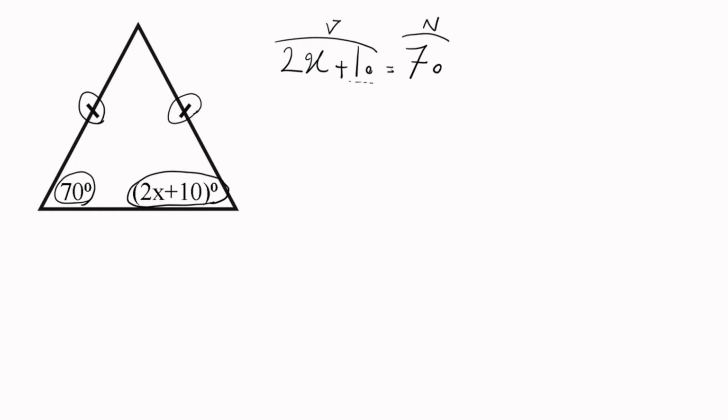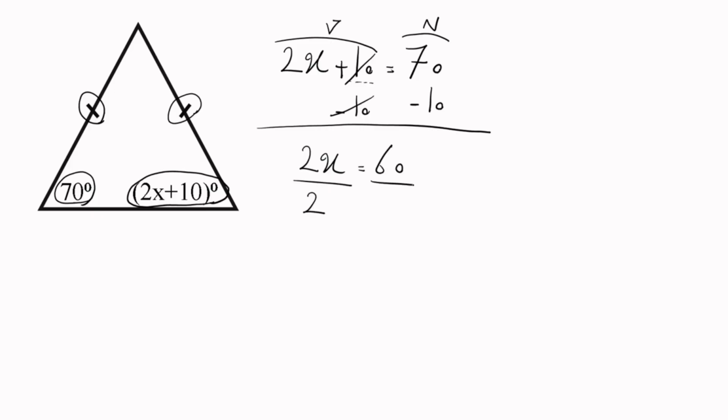Why? Because in the first side, I need only variables. So I'm gonna subtract it from the first side, and I must subtract it from the second side. These two are going to cancel each other out. Consequently, 2x is going to be equal to 60. Make the coefficient of x 1 by dividing both sides by 2. These two are going to cancel each other out. And finally, x is going to be 30 degrees.